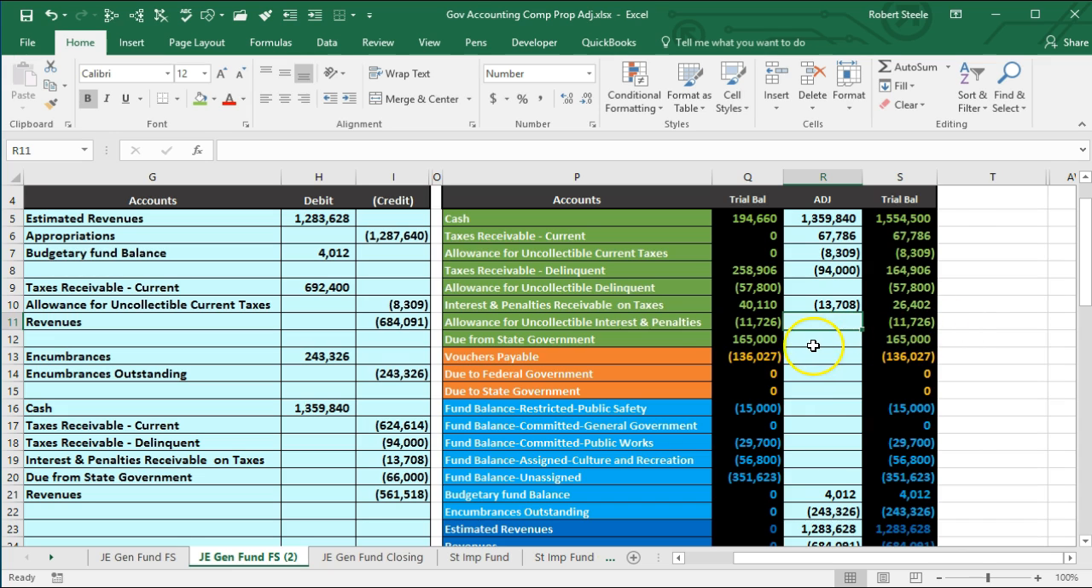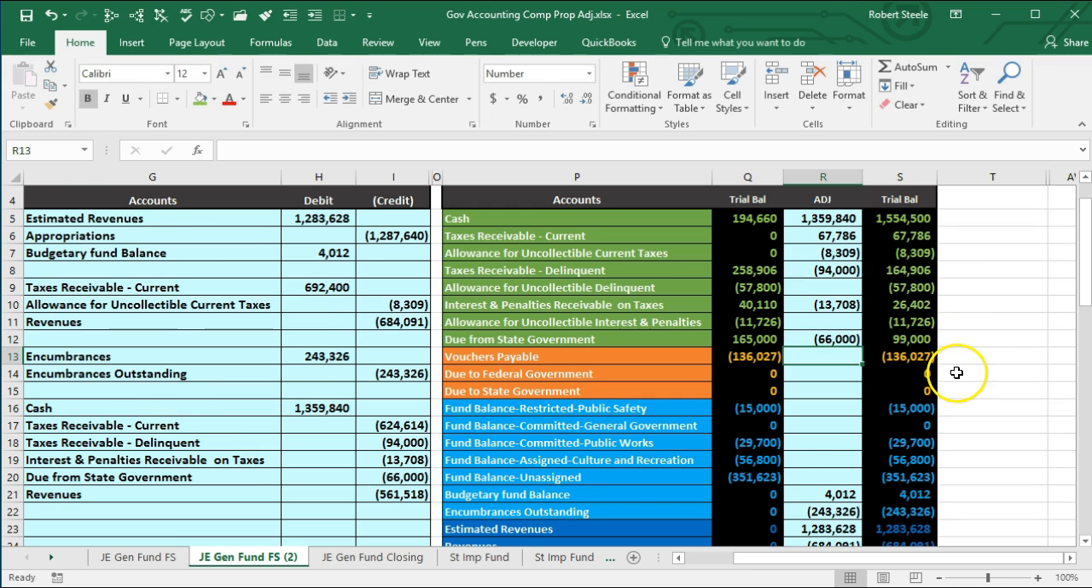Then we have the due from state government. So here it is on the journal entry, here it is on the trial balance, and this is what is owed to us. In R12, we're going to say that that equals, point to this 66,000 credit. This is a debit, that's a credit. Those are opposites, making this account go down.